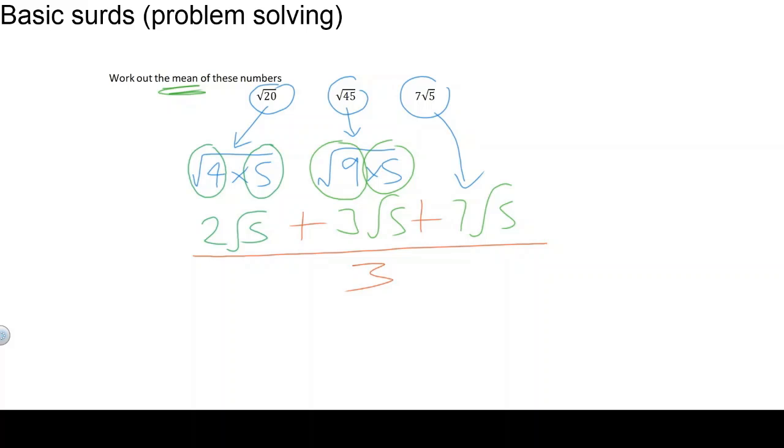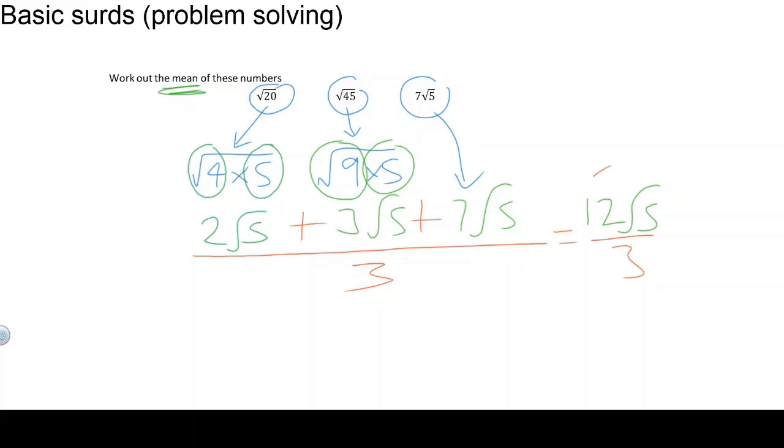3. Right, let's work with the numerator first. So on the numerator, we're adding 2 root 5, add 3 root 5, add 7 root 5. That makes 12 lots of root 5s. And in the denominator, we still have to divide by 3.